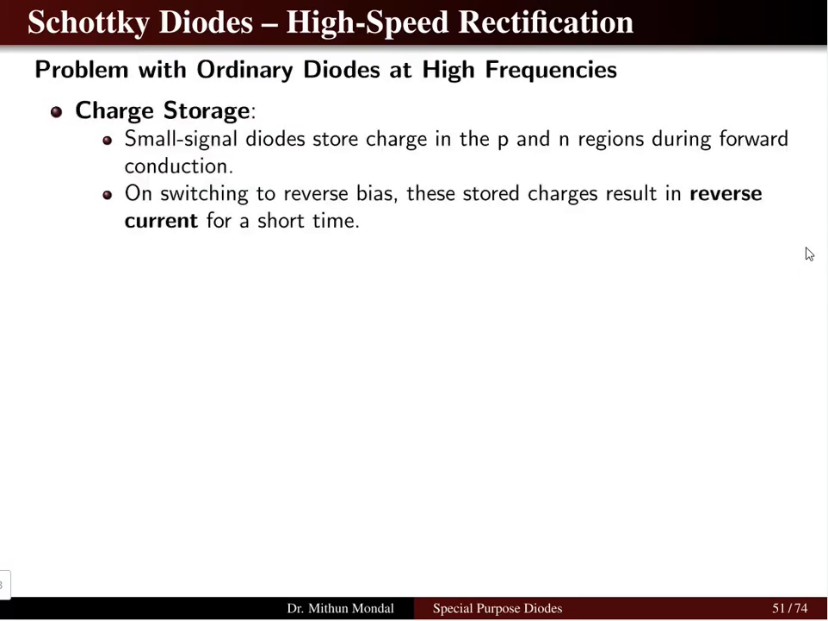What are the problems associated with ordinary diodes at high frequencies? For that we have to understand the charge storage principle. Usually in small signal diodes, charge is stored in the P and N regions during the forward condition. This we have discussed in detail. When we switch to reverse bias, these stored charges result in a reverse current for a very short duration of time.